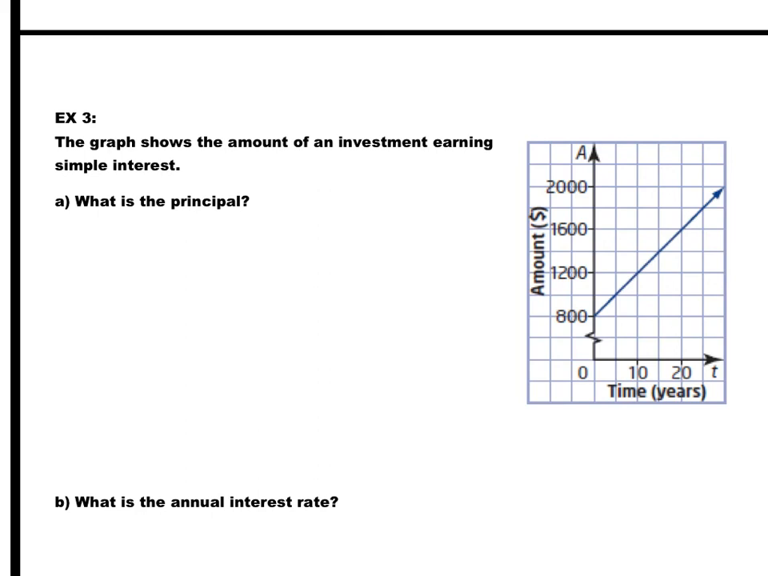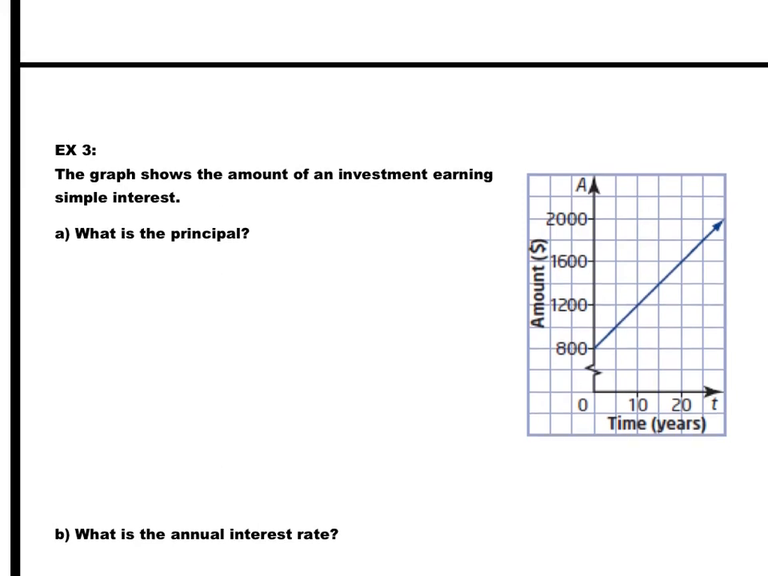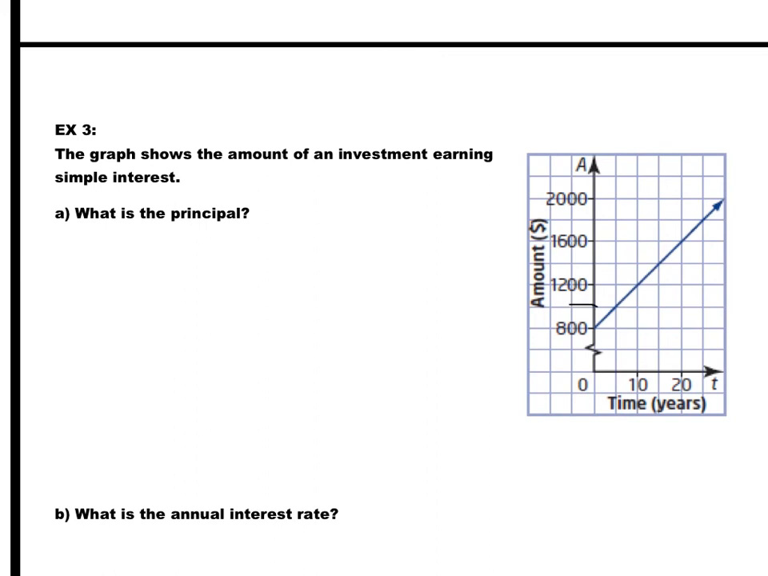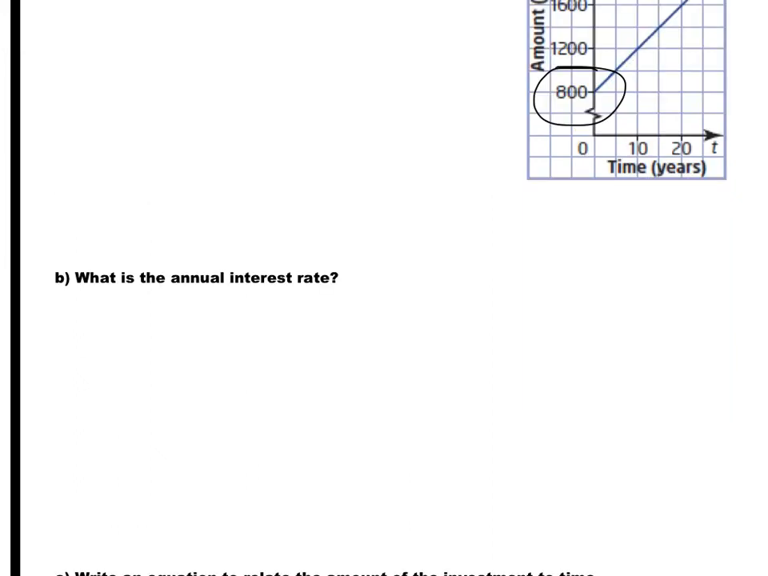The next question says, looking at the following graph which shows an investment earning simple interest, what is the principal? Remember, the principal is the initial investment, and you can see that the initial investment in this case is $500, which is your y-intercept. The next question says, what is the annual interest rate? Annual interest rate is the slope of the line. So we have to find the slope of the line.